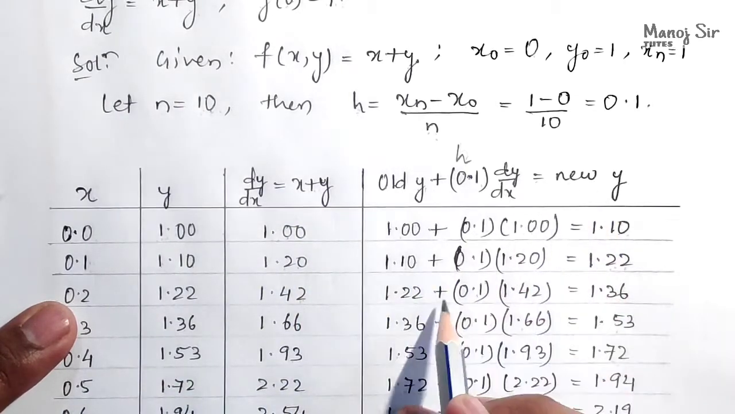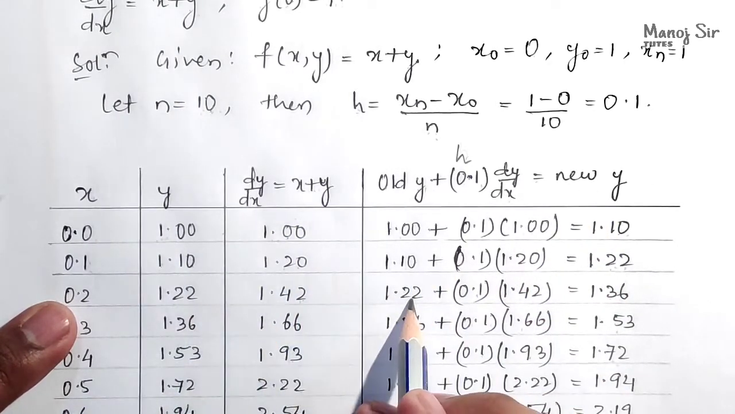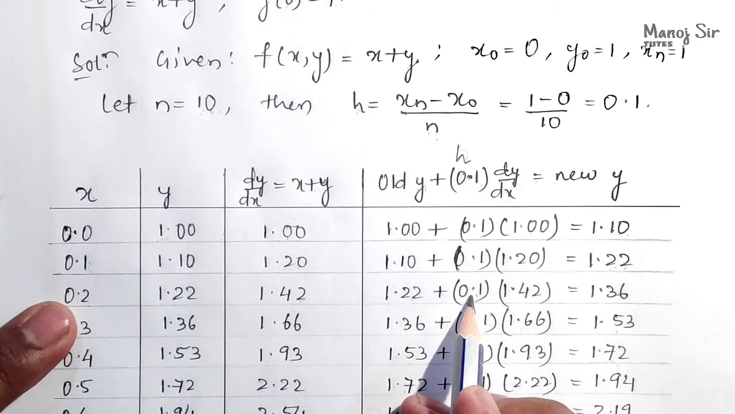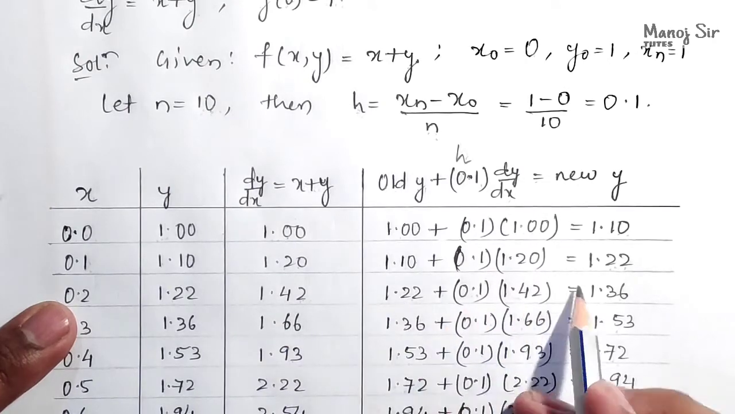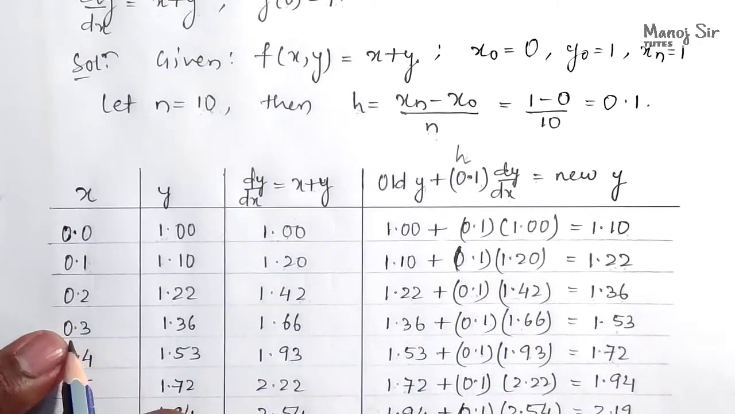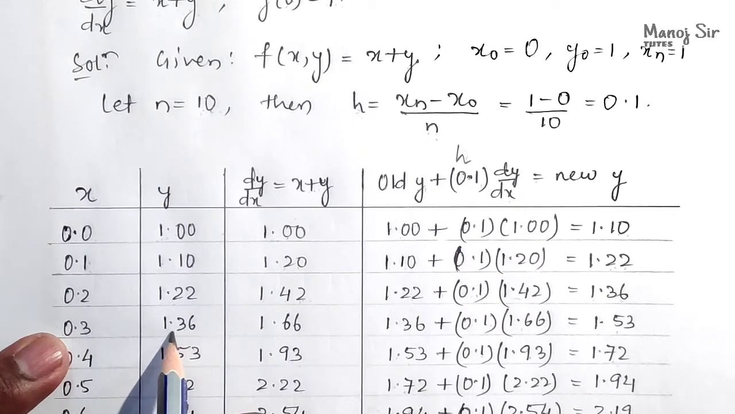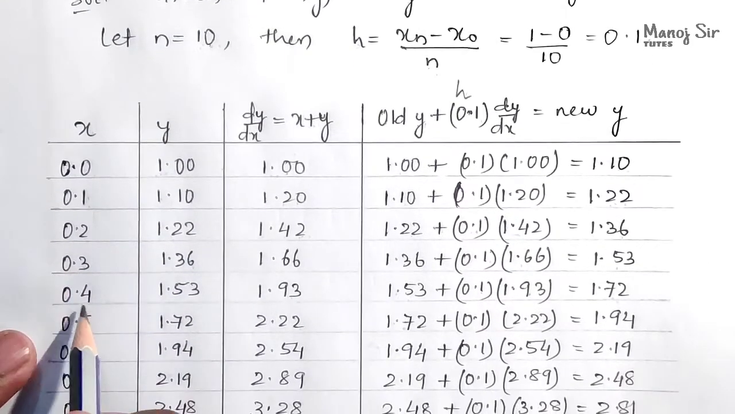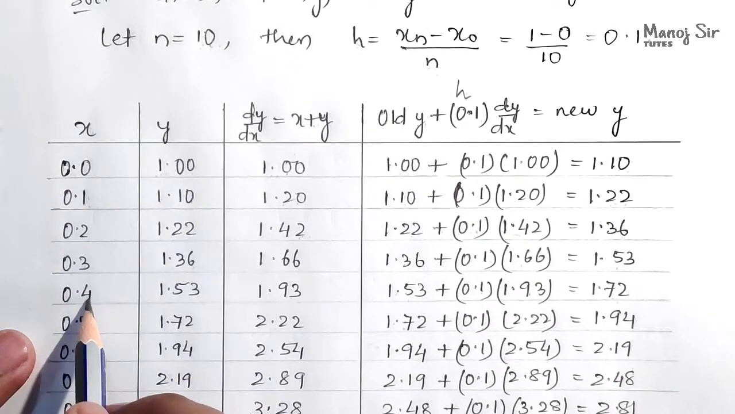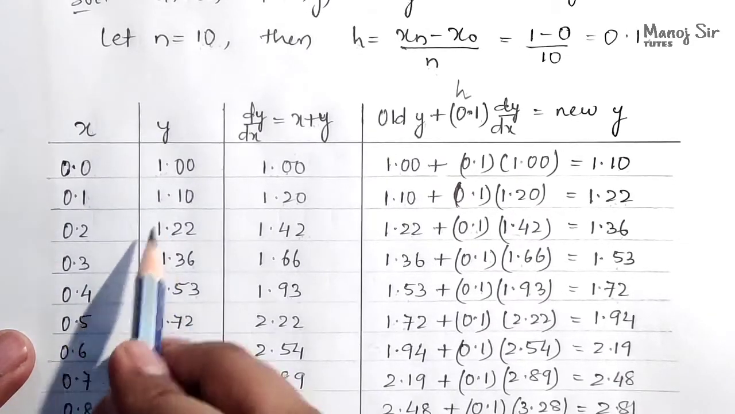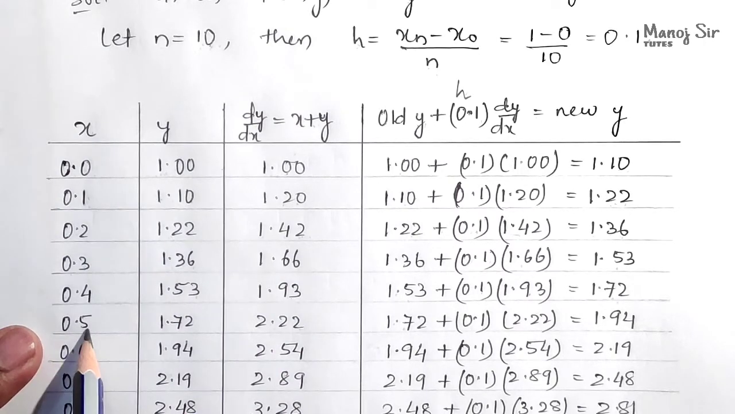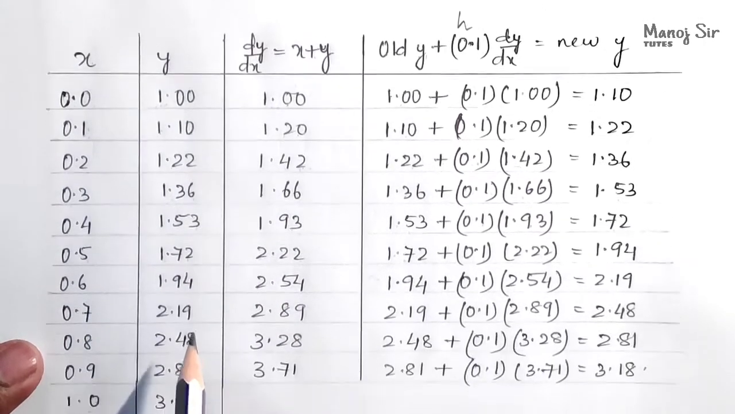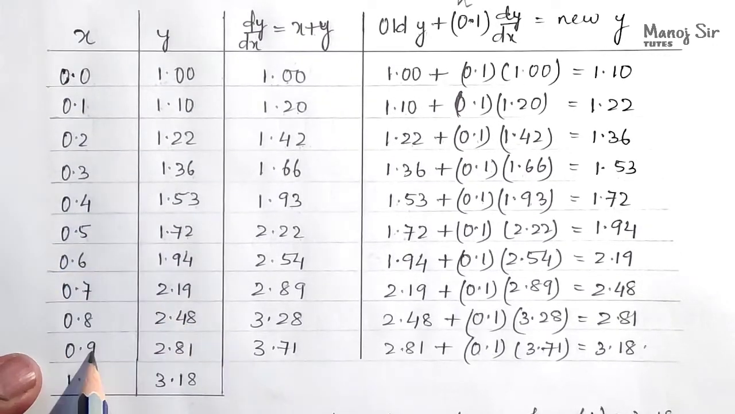Similarly, adding both, you will get 1.42 as the function of x comma y. Now we need to find the new value of y, that is old y, 1.22, plus 0.1, that is h, into dy upon dx, that is 1.42. On solving this, we'll get the new value of y, that is 1.36. So at x equal to 0.3, the value of y is 1.36. In the same way, you can find the value of y when x equals 0.4, that is 1.53, and when x equals 0.5, that is 1.72.